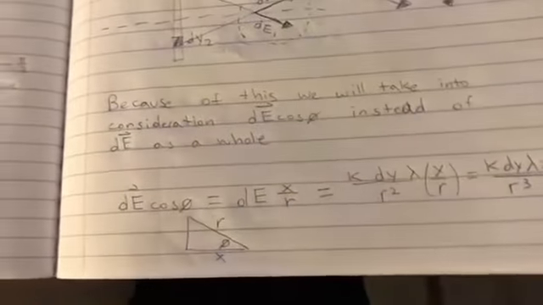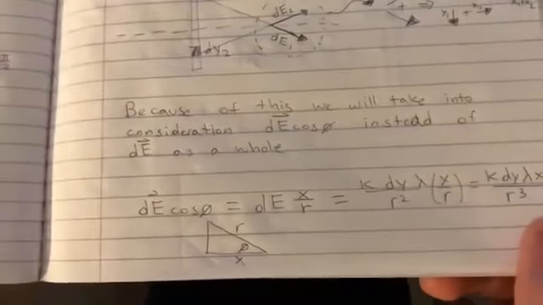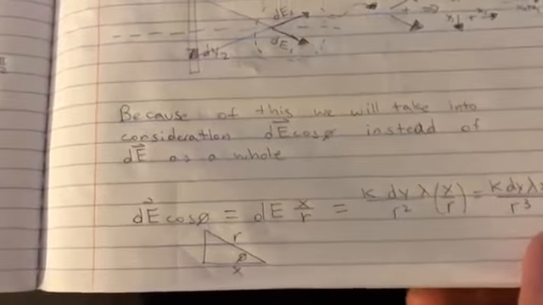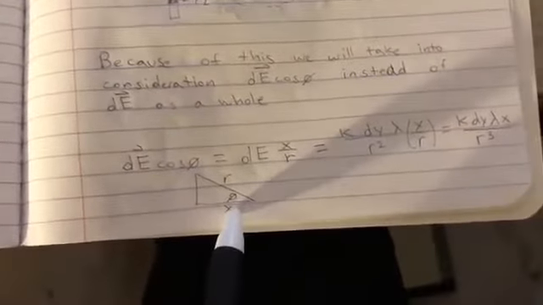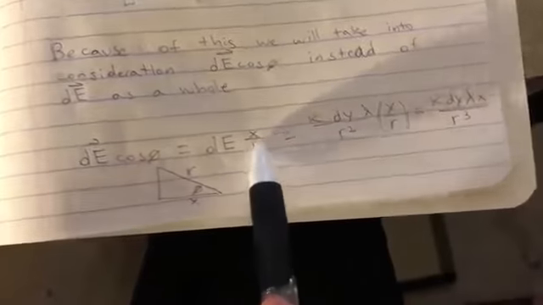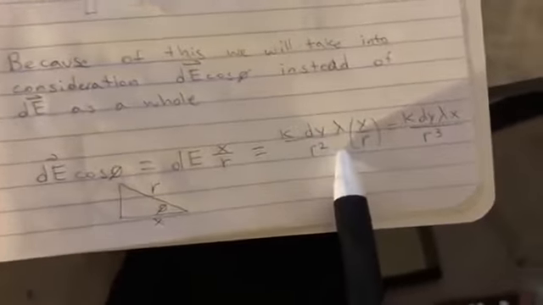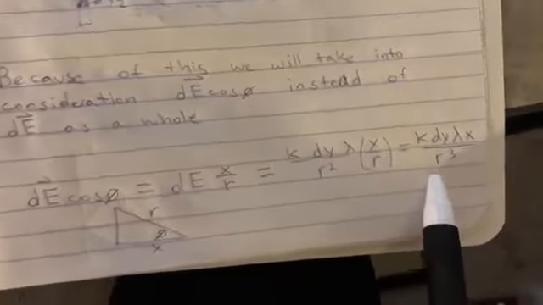Because of this, we will take into consideration dE cosine theta instead of dE as a whole. So when we write down dE cosine theta, we can manipulate cosine theta to write dE times x over r and plug that back into our previous equation for dE to arrive at this expression right here.